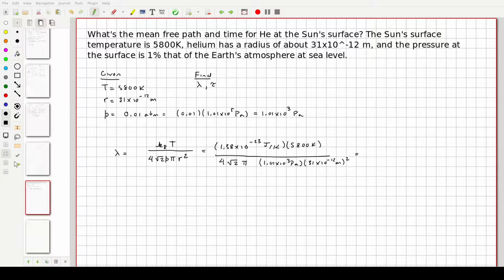Oops. Let me delete that real quick. Just made a mistake. There, that's better. All right, 4 times square root of 2 times pi.